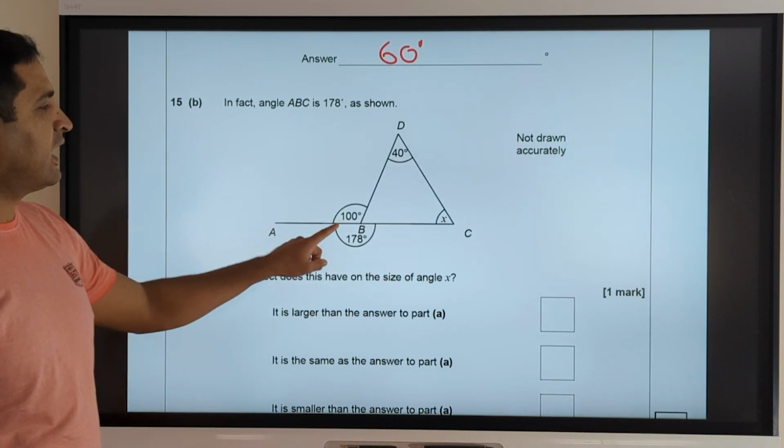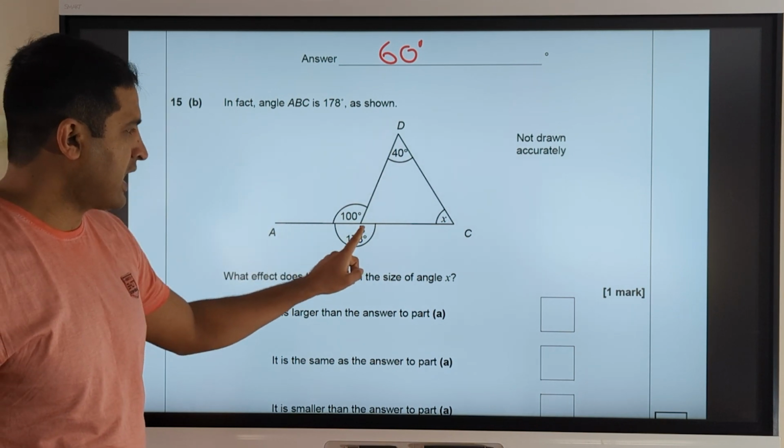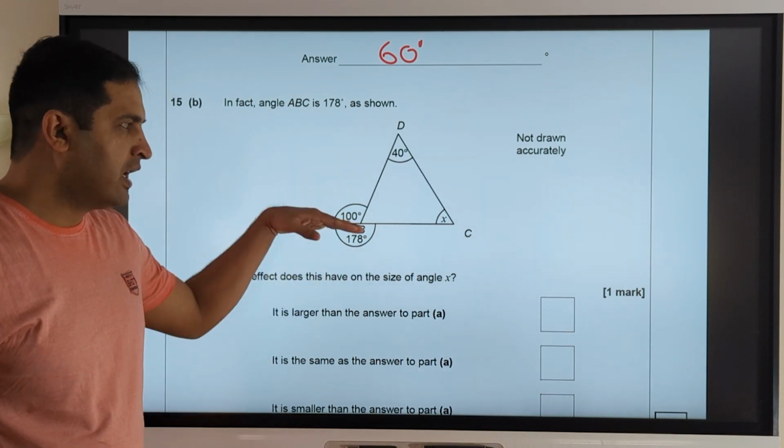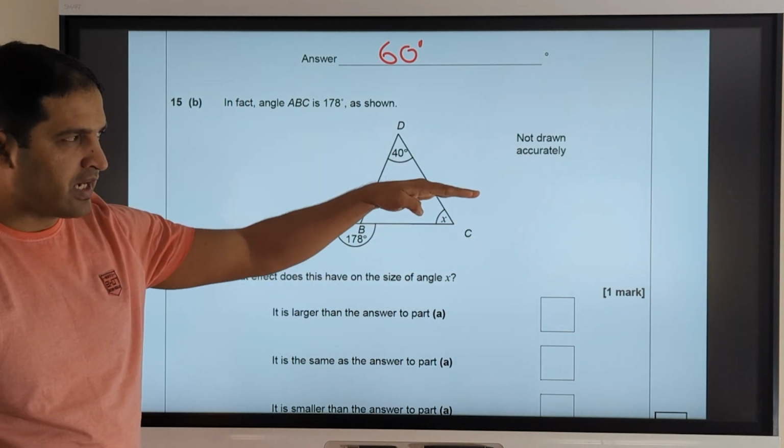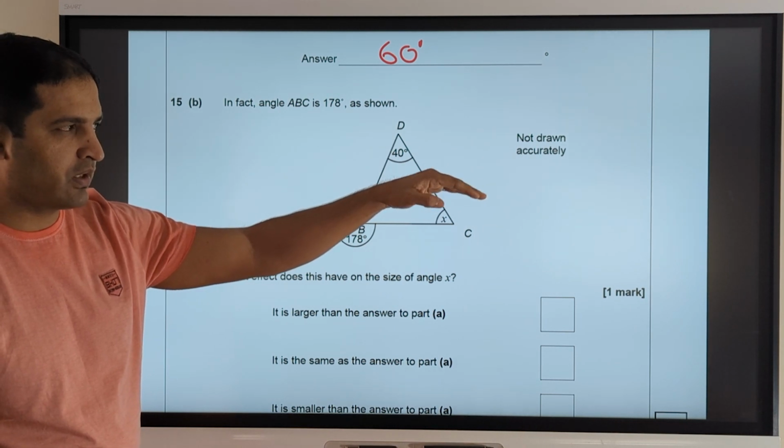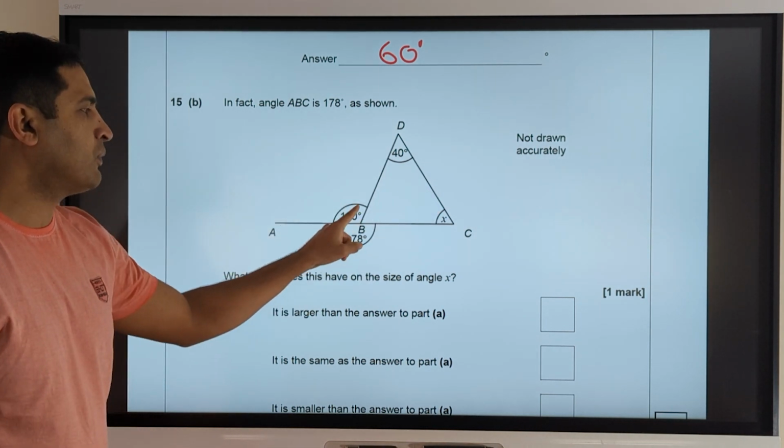In fact, the angle ABC, so this angle here, is 178. So it's not a straight line. There's a slight bump there. Rather than having a straight line, it's like this. So work out this angle.